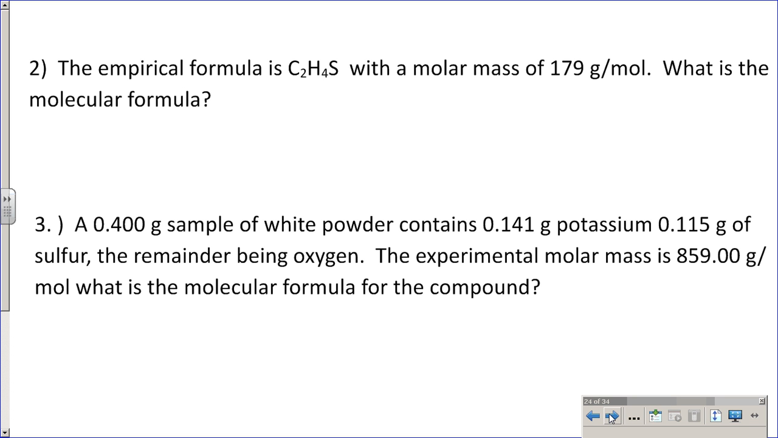So number 2, yeah. So is this just adding on to like the empirical? Mm-hmm. Yep. So if I say find the empirical formula, do what we just did. If I say find the molecular formula, do what we just did, and then this last step that we just talked about just now. Okay.